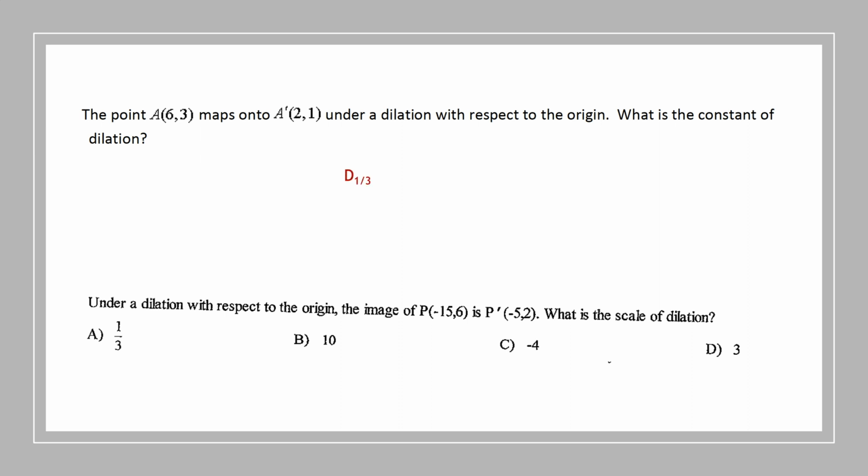For some reason, my equation editor does not let me do subscripts of, well, actually maybe I could do it, but I don't know right away how it works, so I just wrote 1/3 that way. Next, under a dilation with respect to the origin, the image of negative 15, 6 is negative 5, 2. What is the scale? Again, you're dividing by 3 in both of them, so it is 1/3.